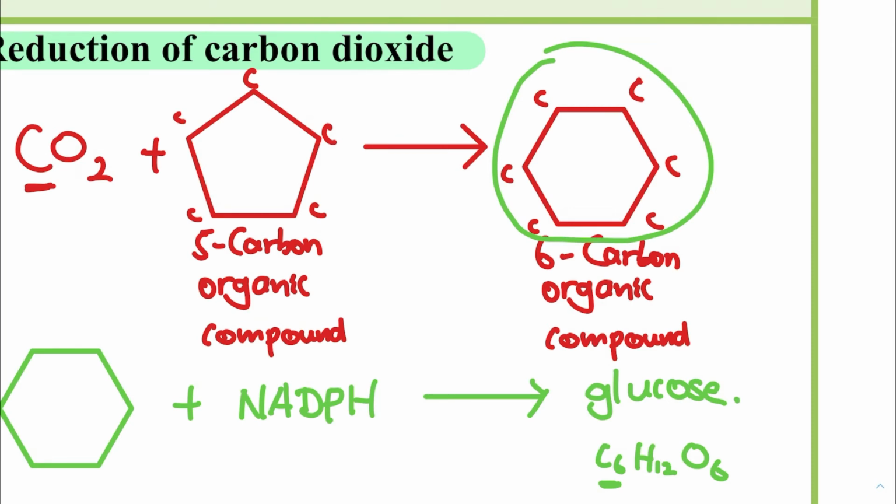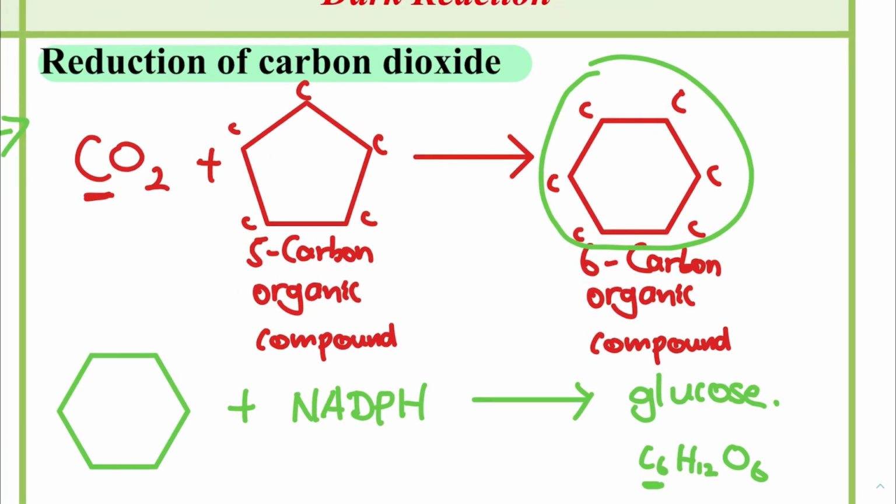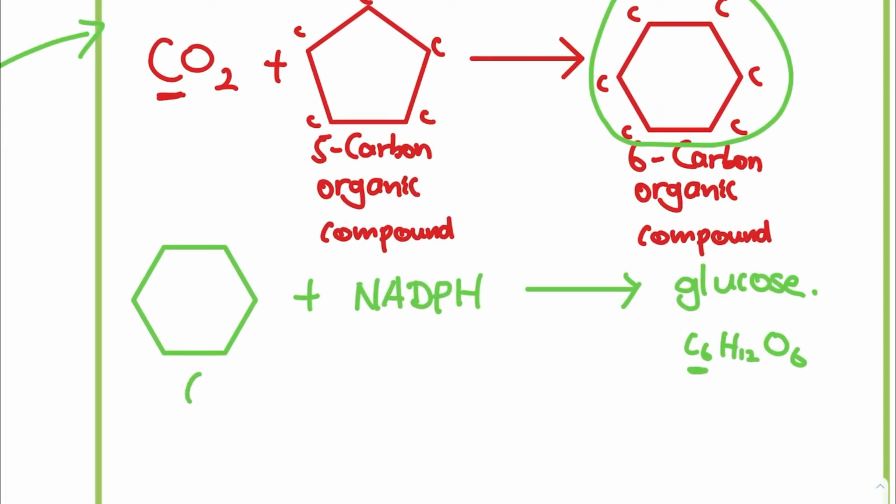But this 6 carbon organic compound only has carbon and oxygen, it doesn't have the H yet. So that's why this 6 carbon organic compound combines with the NADPH, whereby the NADPH will supply it the hydrogen to form C6H12O6, which is your glucose. And that is what is being produced at the end of your photosynthesis, or at the end of the LIR process. So once the glucose is produced, that's the end of the whole photosynthesis process.